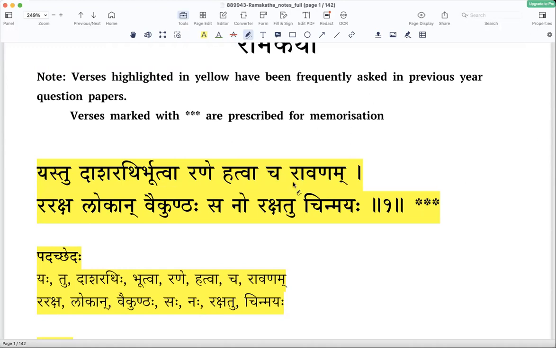Dasharathihi bhutva is he became the son of Dasharatha, Dasharathasya apatyam dasharathihi. Usually when you find this tva, just like in the prose, you try to keep those clauses together. Yaha dasharathihi bhutva, rane ravanam hatva, lokan raraksha, saha chinmayaha vaikunthaha naha rakshatu. Let him protect us.